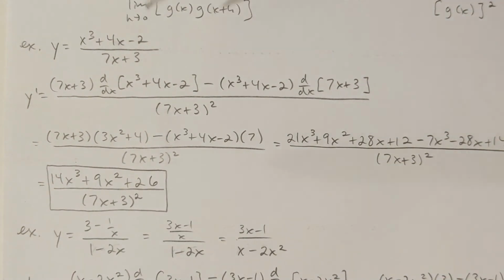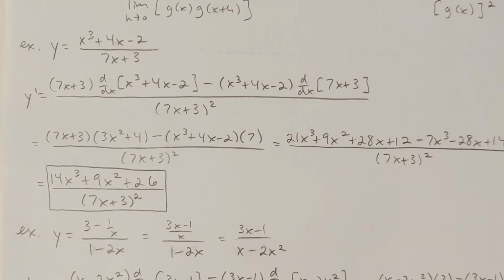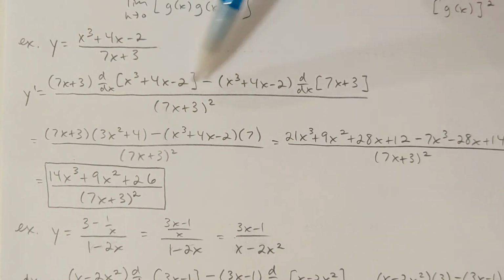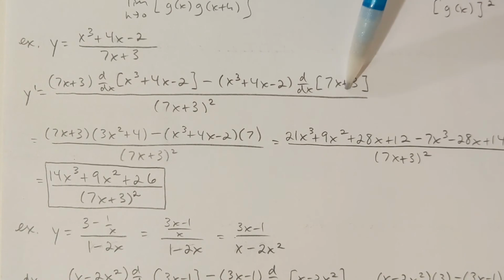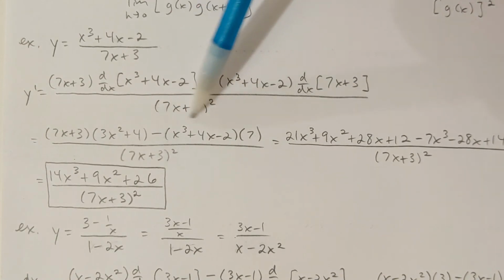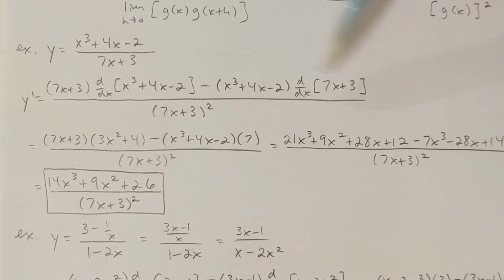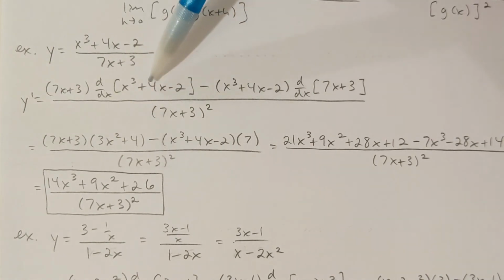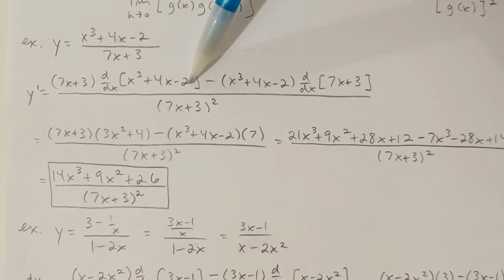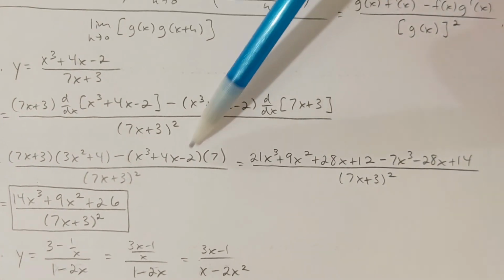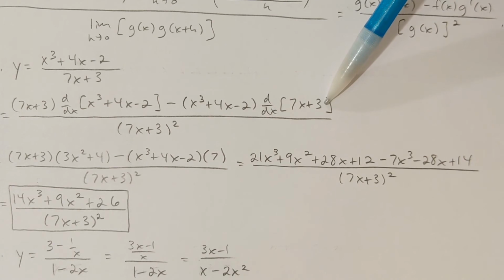Here's one example. Okay, I've got a quotient, so I'd want to consider using the quotient rule. y prime would be where I take the bottom times the derivative of the top minus the top times the derivative of the bottom, all over the denominator squared. Okay, let's go ahead and differentiate these two expressions. The derivative of x cubed is 3x squared. The derivative of 4x is 4. Derivative of a constant is always 0. Over here, the derivative of 7x is 7. Derivative of a constant is 0.